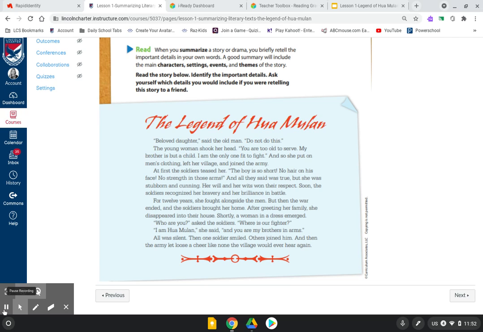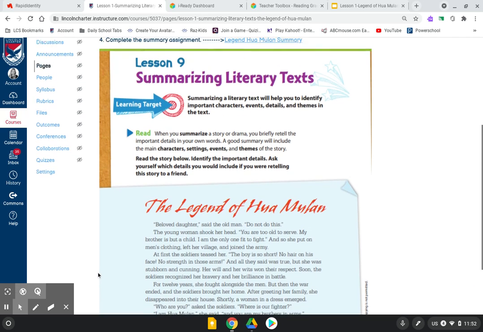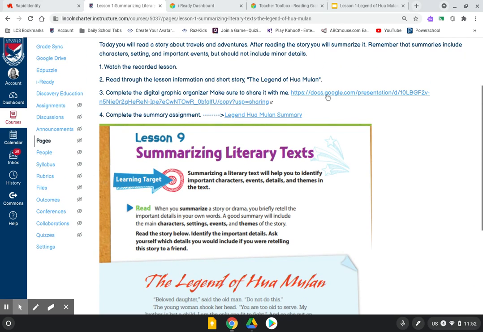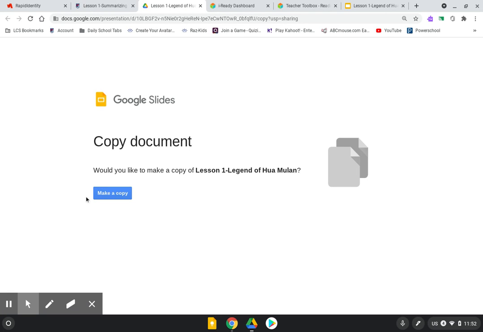Now I want you to imagine you are retelling this story to a friend. Think about the most important details. Think about who, what, where, when, and why when you are creating your summary. First, we're going to create our graphic organizer together, and that will help us form our summary. You will need to open up the graphic organizer and make a copy.